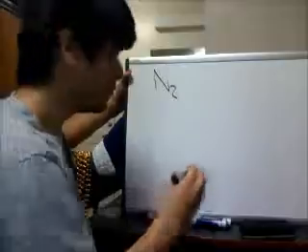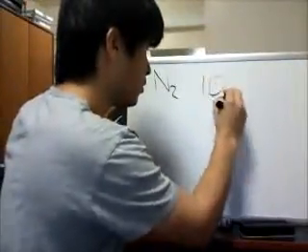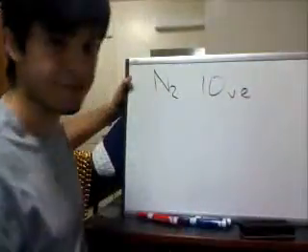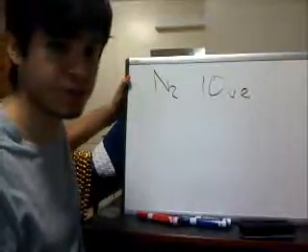Let's look at N2, which has 10 valence electrons. That's 5 for each. We have 5 for each nitrogen.